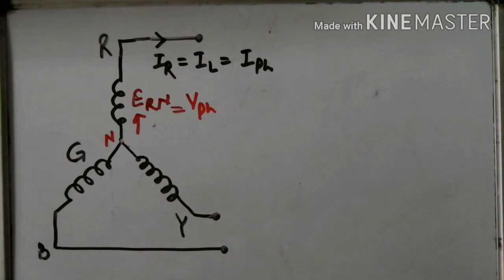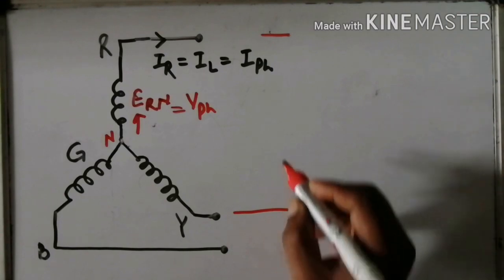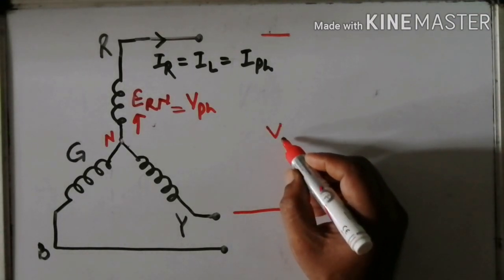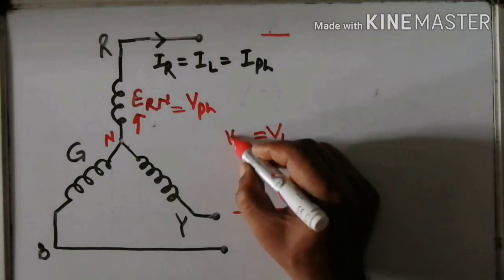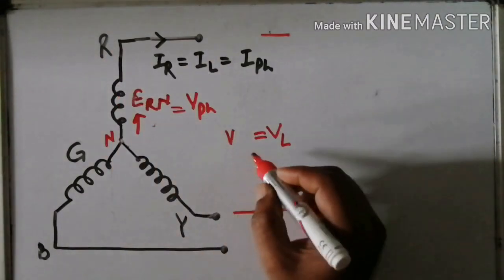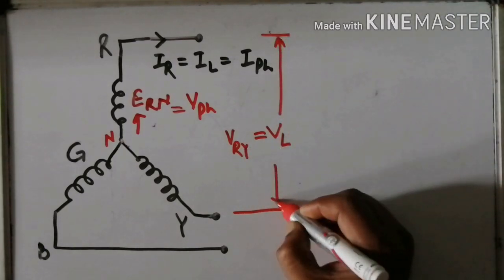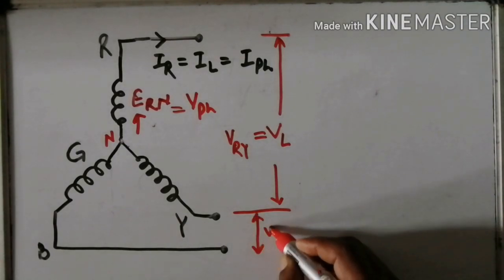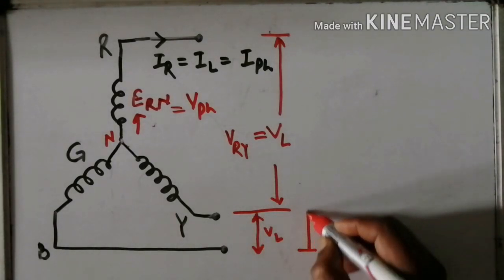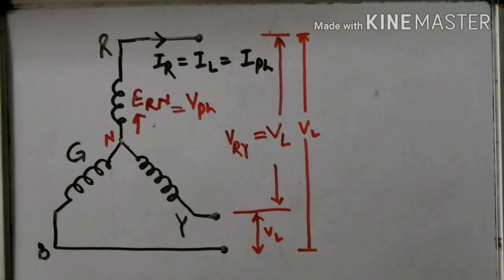Right? And from this phase to this phase, this one is known as the line voltage. It is also the voltage in between red and yellow. This one is known as the line voltage. In the same way, this one is also a line voltage and this one is also a line voltage. Now see the phasor.